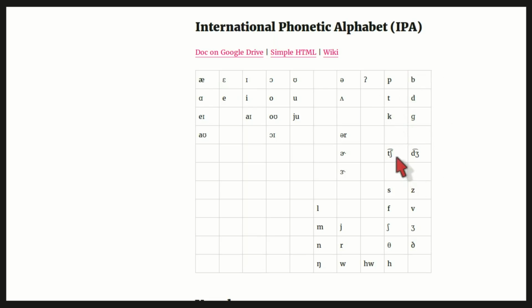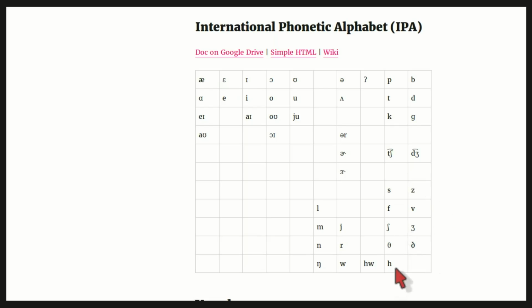Ch. This is a CH sound. J. This is a J sound, which is why the J says Y, like a Y. S, F, Sh, Th, Z, V, J, V. These make the same sounds. These do not have a voice. These do have a voice.